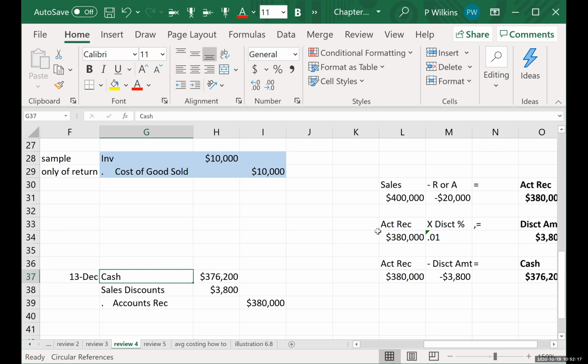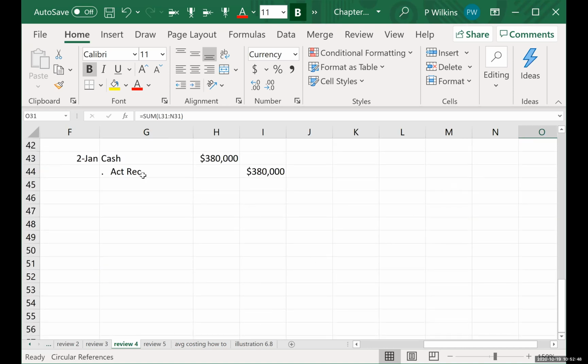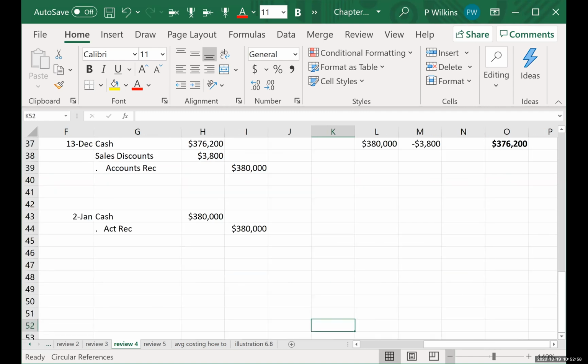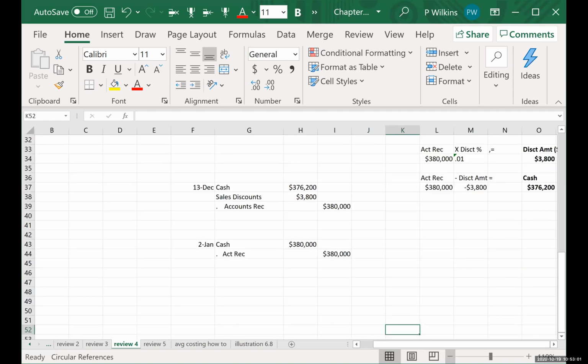And then if you look at B on the problem, it says, assume that Kale Company received the balance due from Thompson Company on January 2nd of the following year instead of on December 13th. Prepare the journal entry to record the receipt of payment on January 2nd. That means it would be past the discount period, so your cash and your accounts receivable number would be the same, sales minus any returns or allowances, so $380,000. This is what the entry would look like if you did not take the discount: you would debit cash, $380,000, and credit accounts receivable, $380,000.